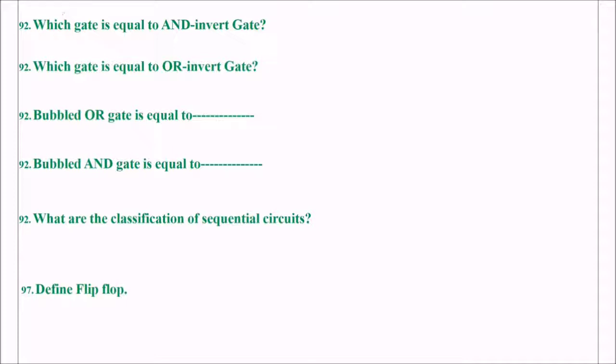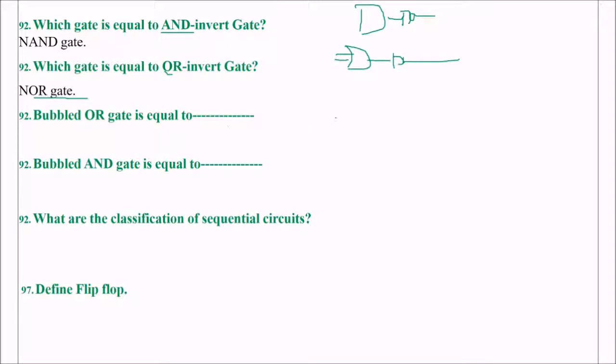Next is, which gate is equal to AND invert gate? You have an AND and in front you have an invert gate. The answer is NAND gate. AND with invert is NAND. Which gate is equal to OR invert gate? You have OR and then you have an invert. So what is this? This is NOR gate.